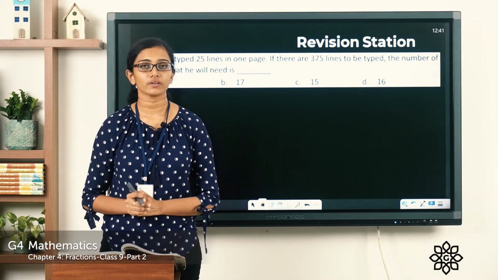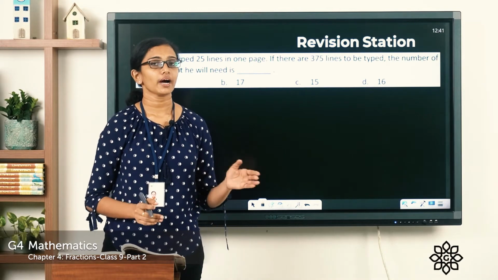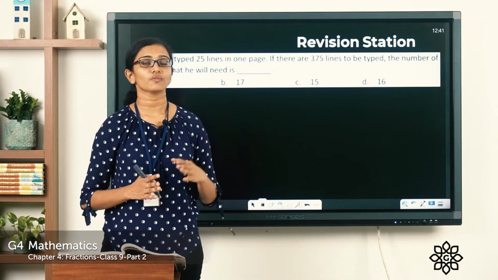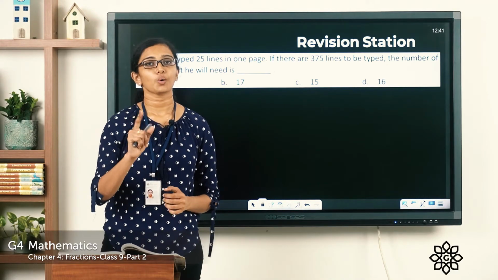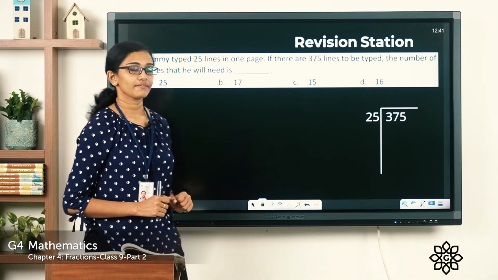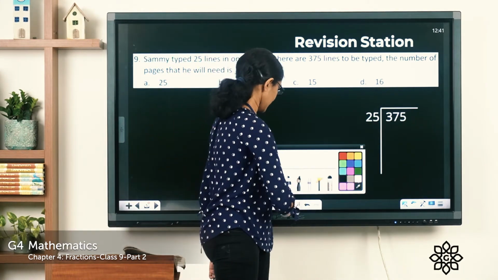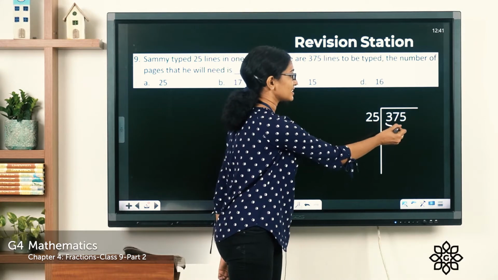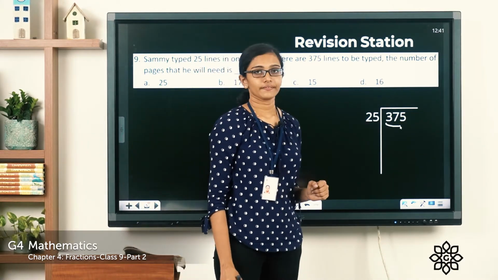So how do we find that out? You have to divide 375 by 25. The total number of lines divided by the lines that can be typed in one page. So let's do that now. 375 by 25. So we are dividing with a 2-digit number. So let's consider the first 2 digits of the dividend, which is 37.